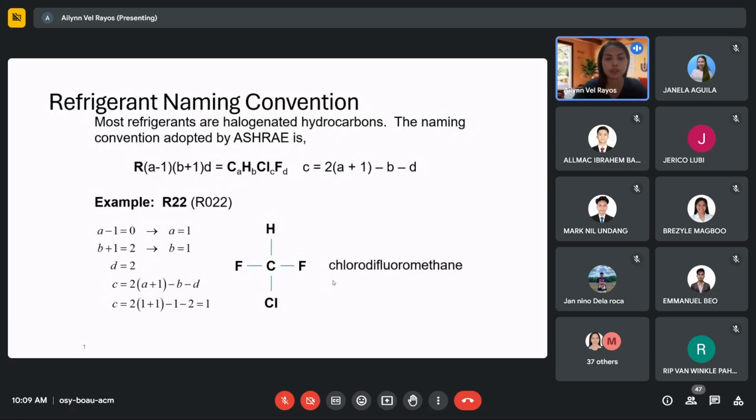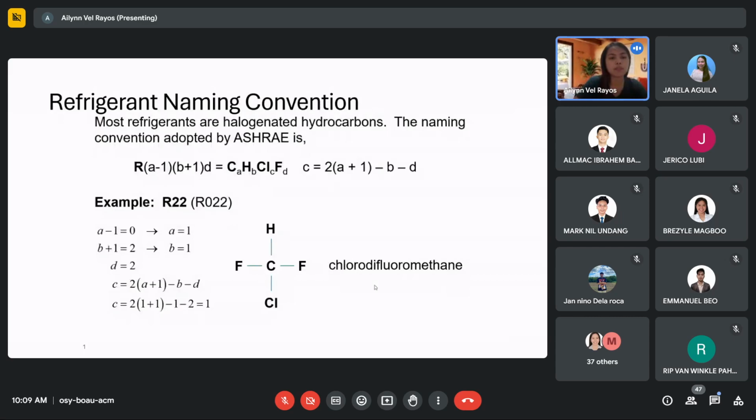Refrigerant naming convention. Let's discuss it again as a review. I'll be giving you additional material for this and then we'll discuss it. I'll just share the link here. Again, everything here was already discussed yesterday, so this is at least a review of the refrigerant naming convention.